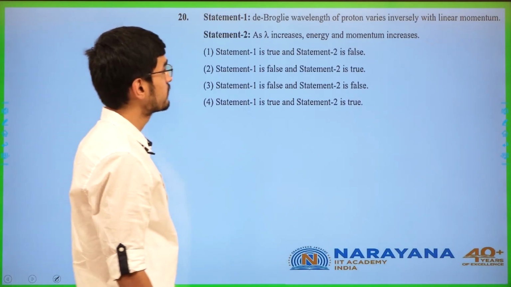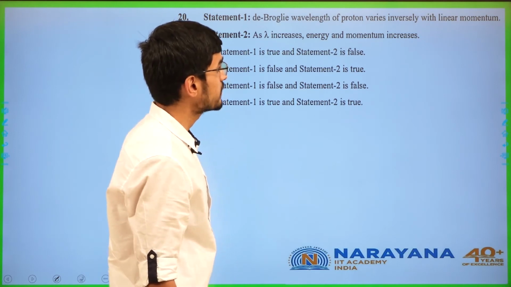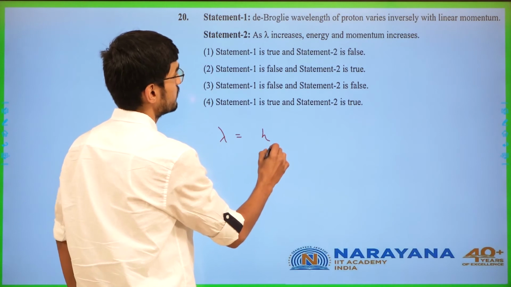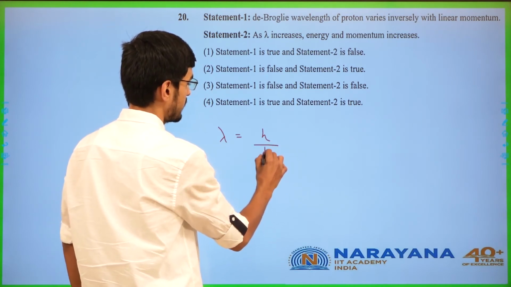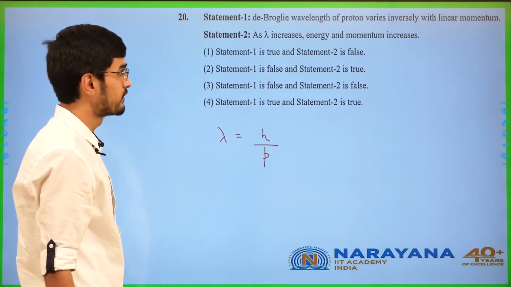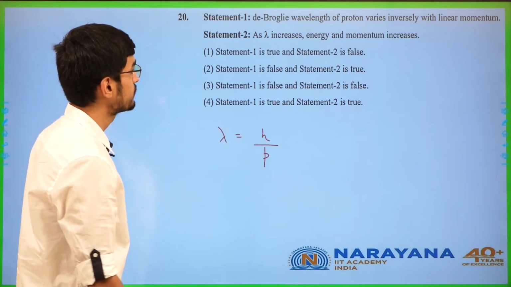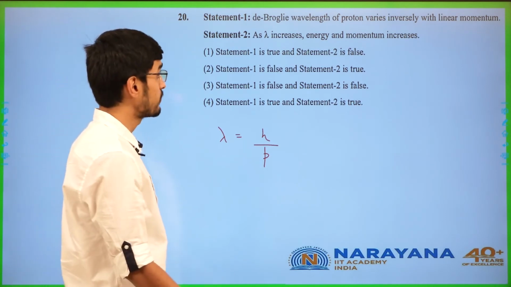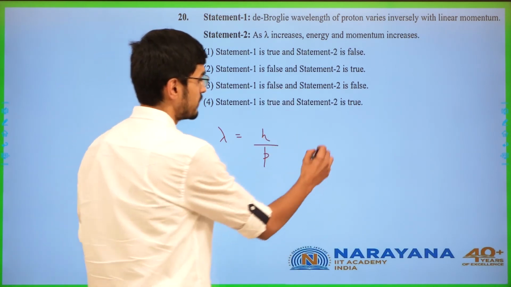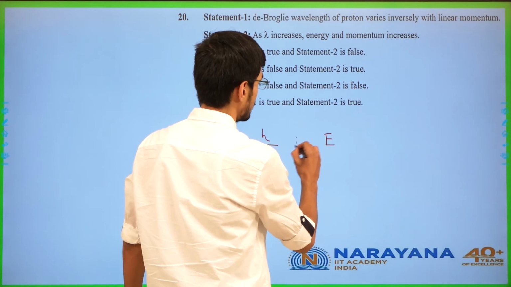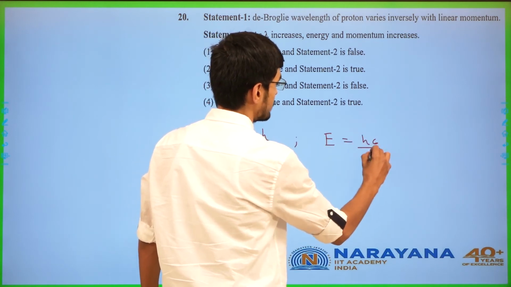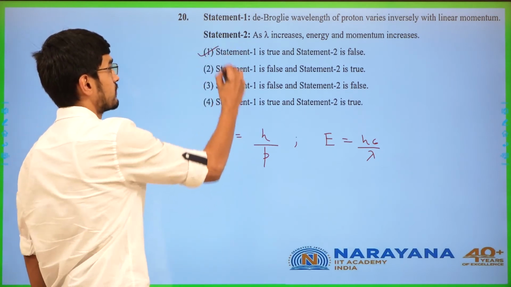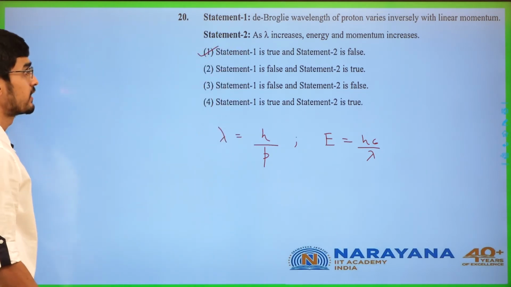De Broglie wavelength of proton varies inversely with linear momentum. To check this, just use the definition that the De Broglie wavelength of any particle is h by p, right? So statement 1 is obviously true. Statement 2 is saying as lambda increases, energy and momentum increase. That's false. There is an inverse relationship between them, as we know. Even energy is related with lambda as hc by lambda. So statement 2 is not correct. The first option is indicating that. Right? Next.